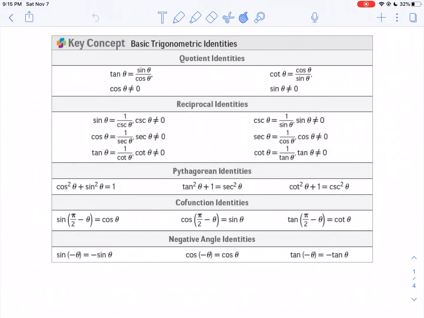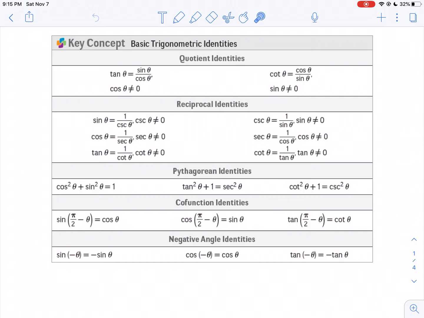Hey, in this lesson, I want you to reason abstractly to use trig identities to find trig values, and I want you to use trig identities to simplify expressions. Here are some basic trig identities.